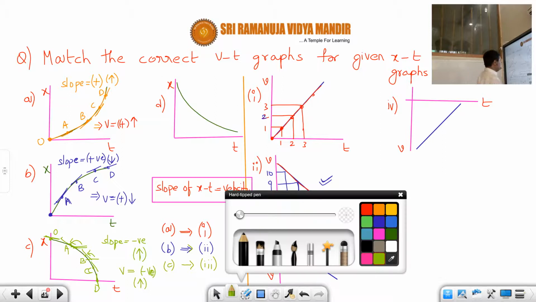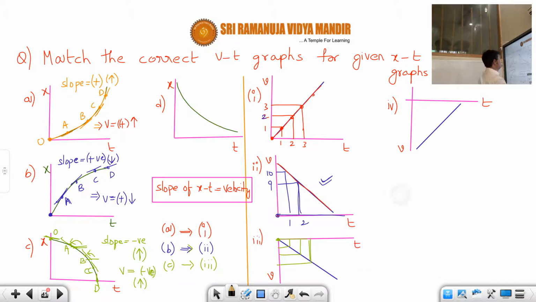So now let us see the D part, students. Let us say this is O, this is A, this is B, this is C, and then this is D. As you are going from O to D, draw the tangent, students. Now if you see the tangent here, the tangent is like this, like this, like this. First of all, this tangent is making an obtuse angle at every point, correct or not? So obtuse angle means the slope is negative.